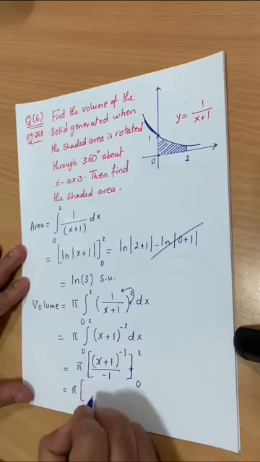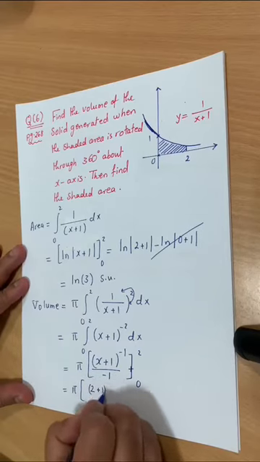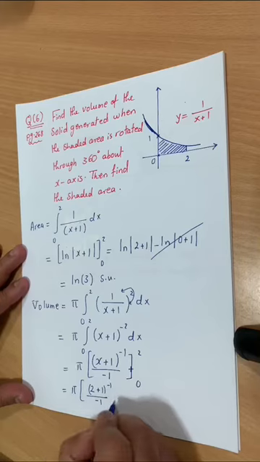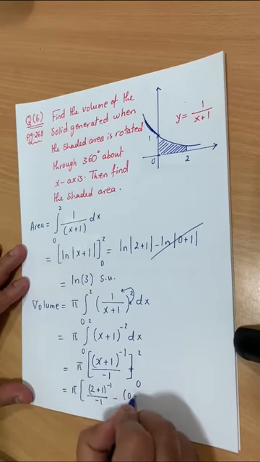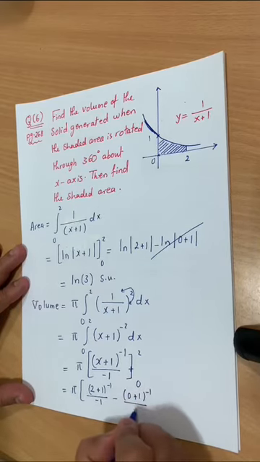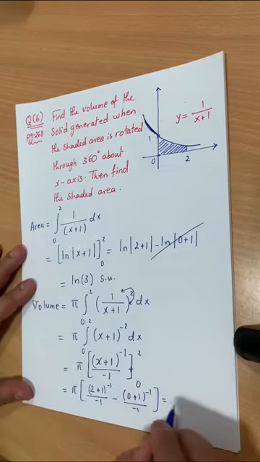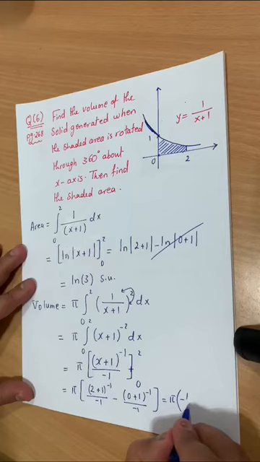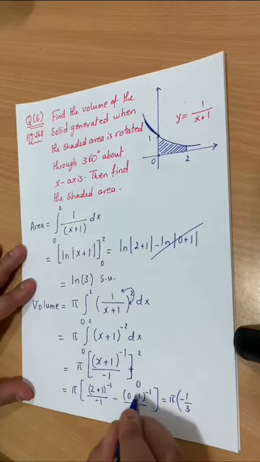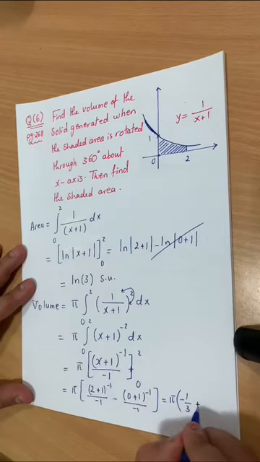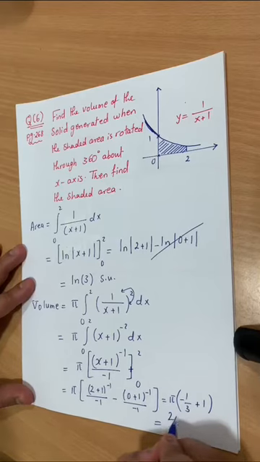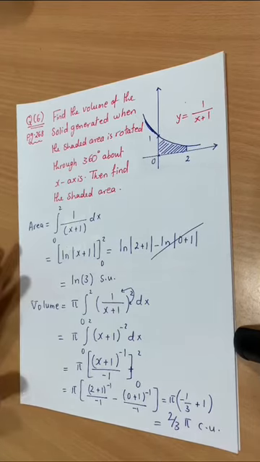Once you have to replace 2. So 2 plus 1 power of negative 1 over negative 1, minus 0 plus 1 power of negative 1 over negative 1. 3 power of negative 1 is 1 over 3, so it's negative 1 over 3. Then this is negative 1, so plus 1. Then the answer is 2 over 3 pi cubic units.